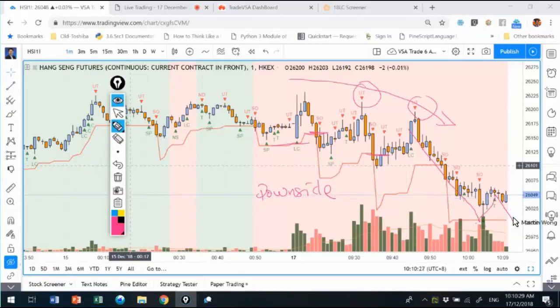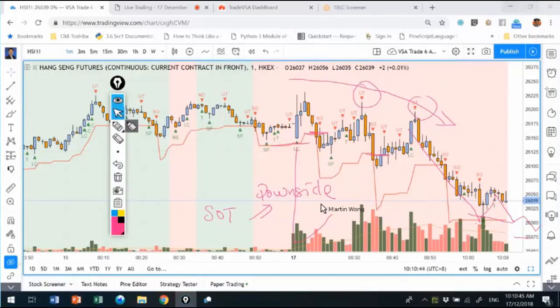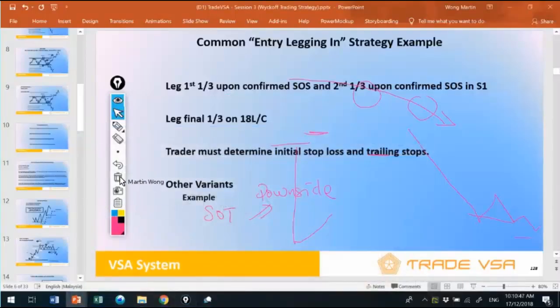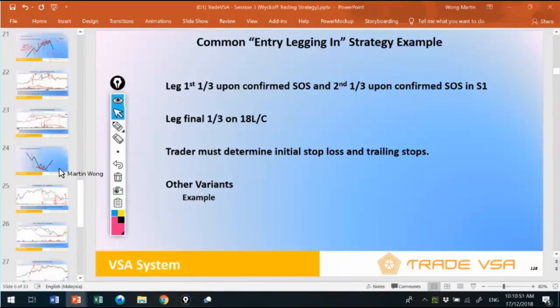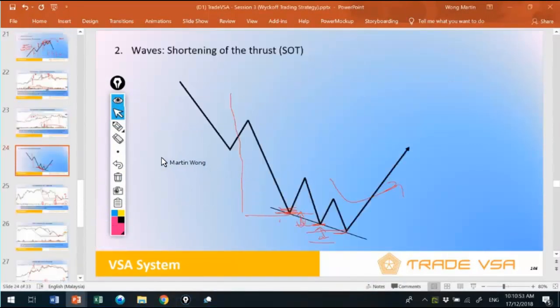We are looking for a long setup because every time the market breaks down, it has to go back up. So this is where we do another one here, another one here. So this is where we look for SOT to the downside. Now, just to ensure you all remember that, let me bring out the slides. Shortening of the thrust. Let me erase this. There you go.